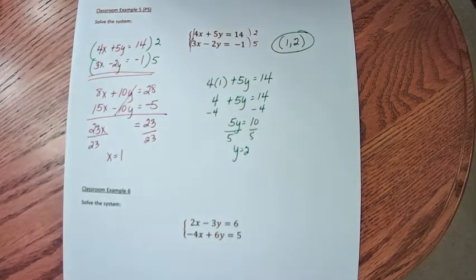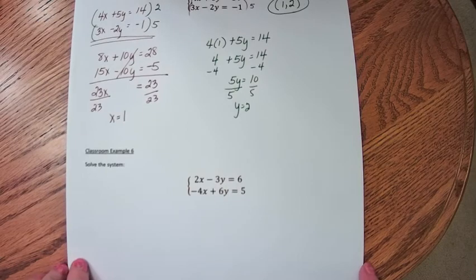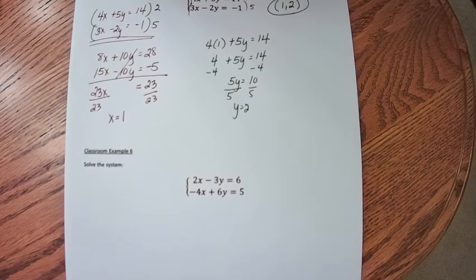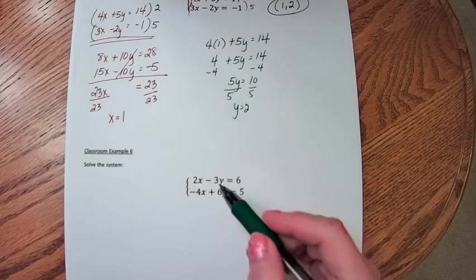So you're going to try practice 5, where you probably have to multiply both equations by a number. All right, and example 6. Let's take a look here.